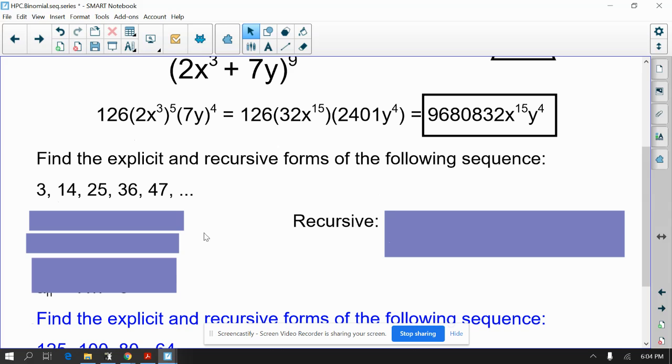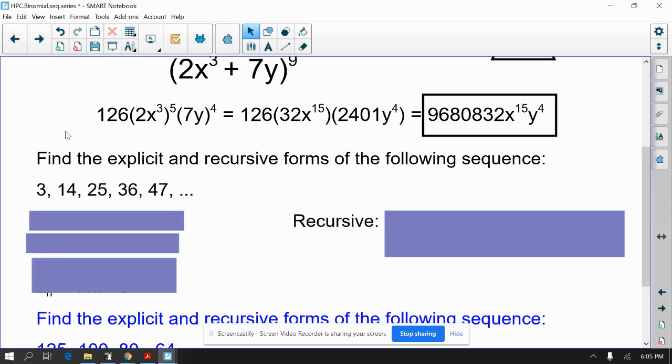Find the explicit and the recursive forms of this sequence. So a sequence, remember, is just a list of numbers where the domain is positive integers. So here, this is 1, 2, 3, 4, 5. I'm telling you domain values. The numbers that you see here are the range values, 3, 14, 25, etc. Now, can you see the pattern? I hope you can see that to get from one term to the next, you are adding 11.